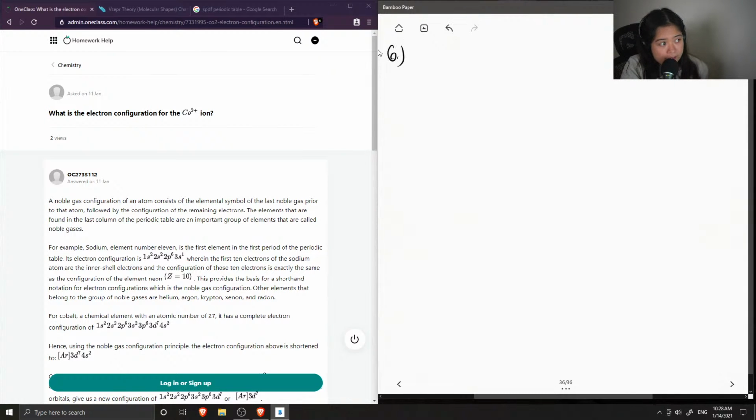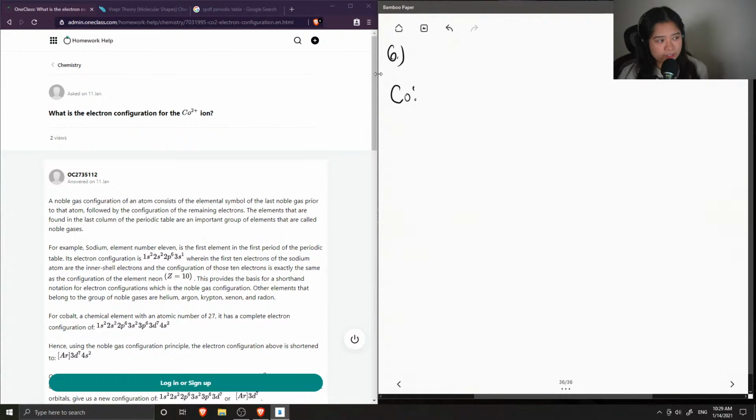Okay, so question 6. What is the electron configuration for the Cobalt 2 Plus Ion? So when we have ions which have either removed electrons from an atom, or added electrons to an atom, then it has a charge. So when you have a plus charge, that means you removed electrons, and if you have a negative charge, that means you added electrons. So in the case of cobalt, when it has a 2 plus charge, that means that we removed 2 electrons from a cobalt atom.